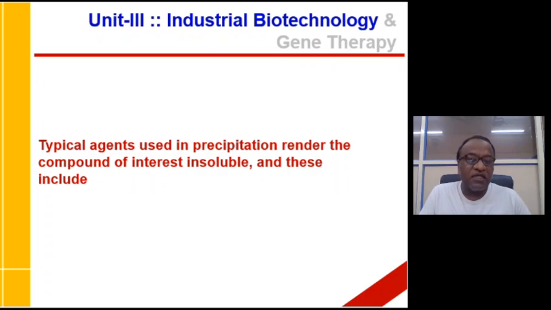Right. So, what are the typical agents used in precipitation which render the compound or the analyte or the product of interest insoluble? Precipitation is essentially making the product or the compound or the analyte insoluble and then removing it from the solution. So, this is the basic principle. Precipitation means you are trying to remove the product of interest out of the solution. So, what are the typical agents that can be used in precipitation to render the compound, analyte or product of interest insoluble?